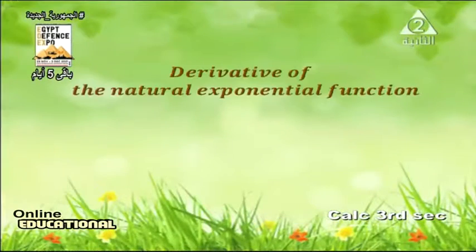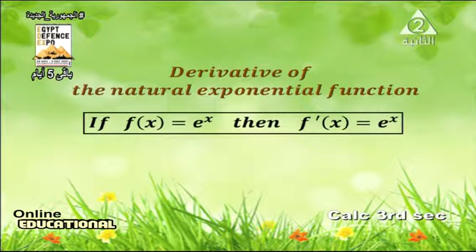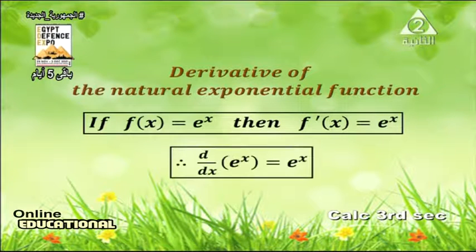Rule. Derivative of the natural exponential function. If the function f of x equals e to the power x, then f dash x, or the first derivative of the function e power x, equals e to the power x. And we can write this rule as d e power x by dx equals e to the power x.